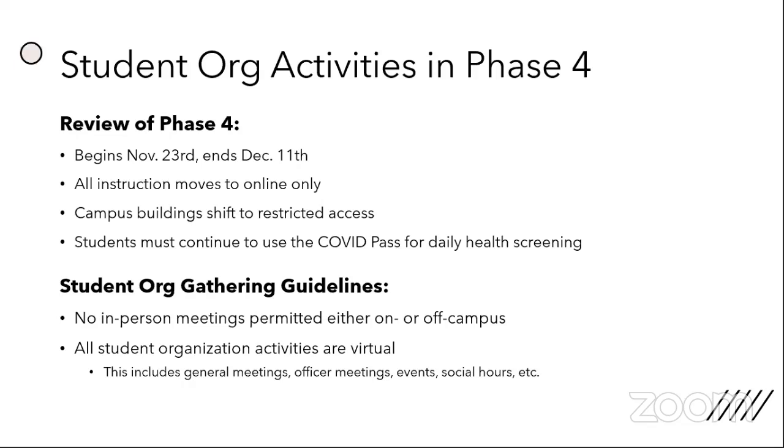And what this means for your student organization is that no in-person meetings will be permitted on or off campus, and that all student organization activities will have to return to a virtual format, including meetings, general or for officer meetings, all events, social hours, and basically any sort of student org activity or gathering.